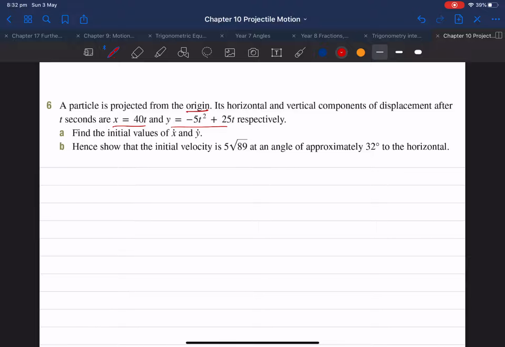Find the initial value of x dot, y dot. That asks us to find the initial velocity in both components. So A, x equals 40t. Then x dot is equal to 40, because we'll just differentiate. So that's really easy. Next, y equals negative 5t squared plus 25t. Then y dot is minus 10t plus 25. Really easy. But we still haven't finished the question.